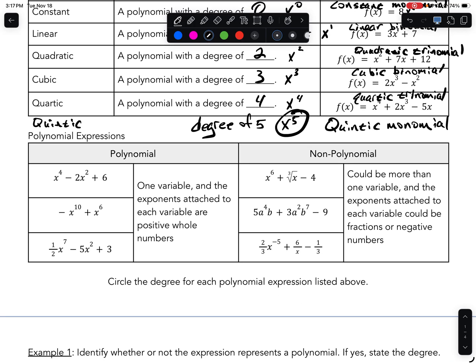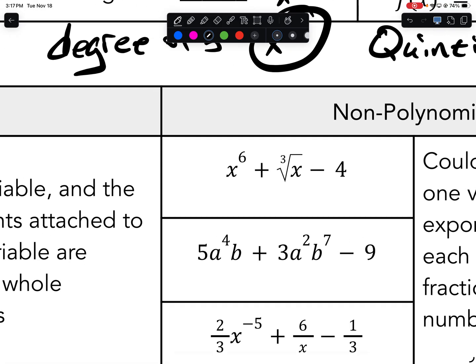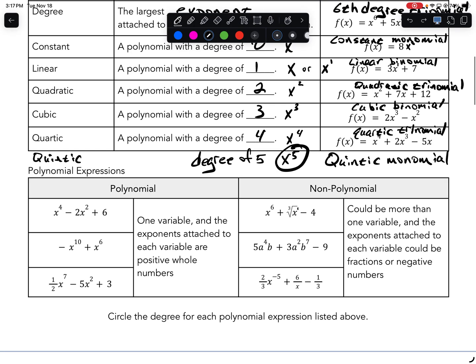Okay, so what is a polynomial? I think it's easier to talk about what is not a polynomial, personally. So if I look over here at this thing right here, if I rewrite that as a fractional exponent, called a rational exponent, I would write that like x to the 1/3 power. Because the exponent is a fraction, it is not a polynomial. So you can't have fractions for exponents, right?